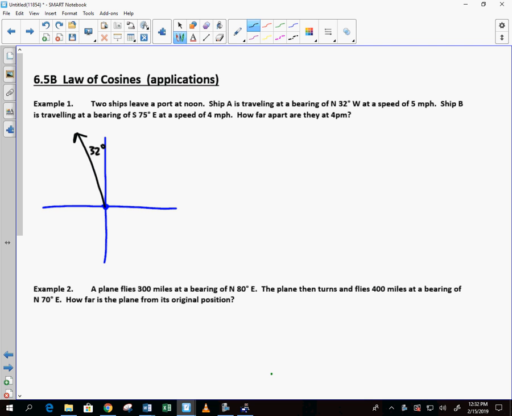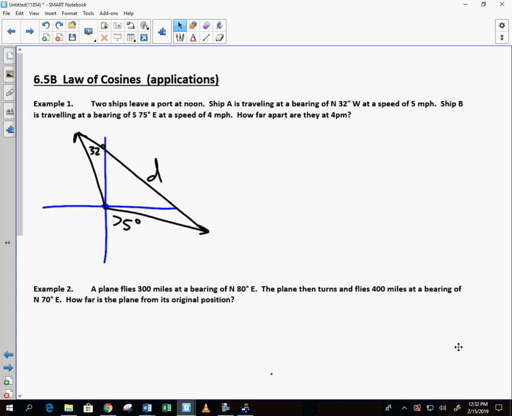Another ship is traveling at a bearing south, 75 degrees east. That way? How far apart are the ships at 4 p.m.? What do you think, folks?